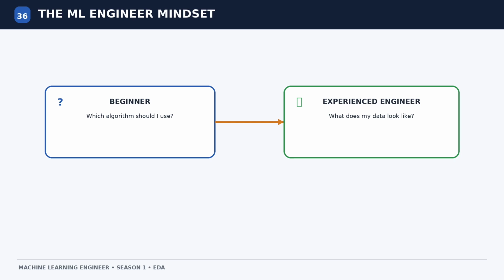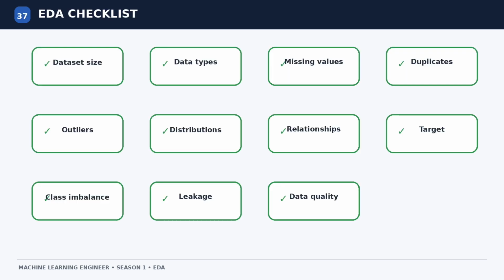This is one of the biggest mindset changes I want you to take away from this episode. A beginner often starts with, should I use random forest or XGBoost? An experienced ML engineer first asks, what does my data look like? Because choosing the algorithm before understanding the data can lead you in the wrong direction. Before moving toward model training, you should be comfortable answering all of these questions. How big is my data set? What type of variables do I have? What is missing? What looks unusual? What relationships exist? Is the target balanced? And most importantly, is there anything here that could make my evaluation unrealistic?